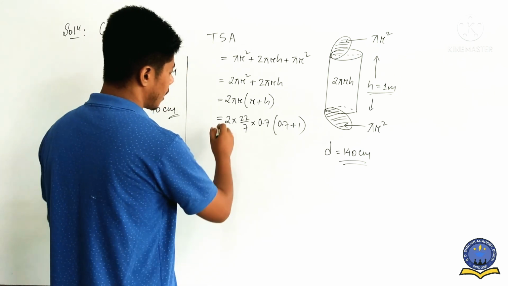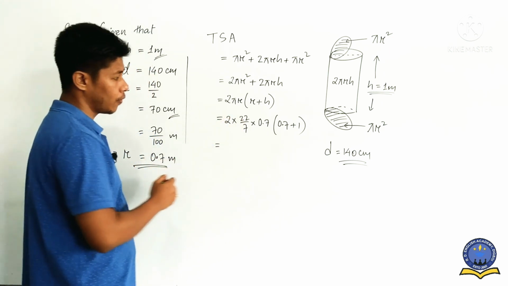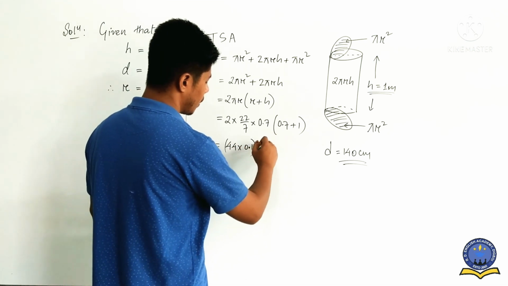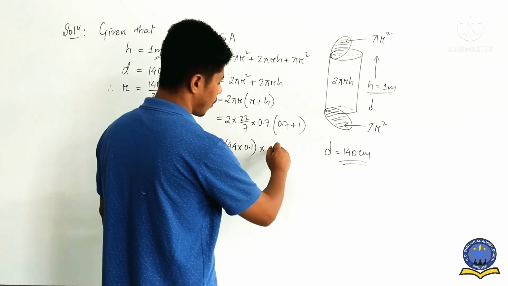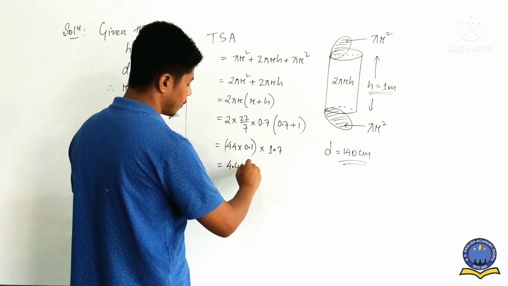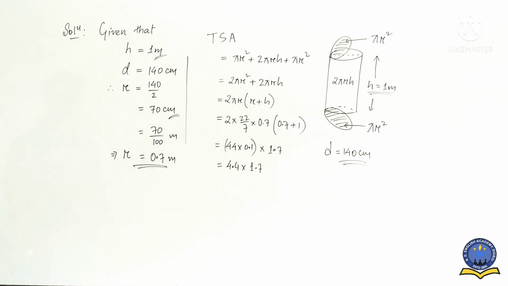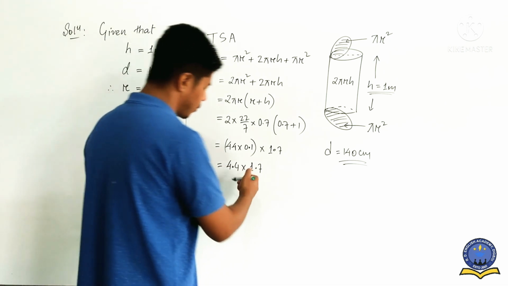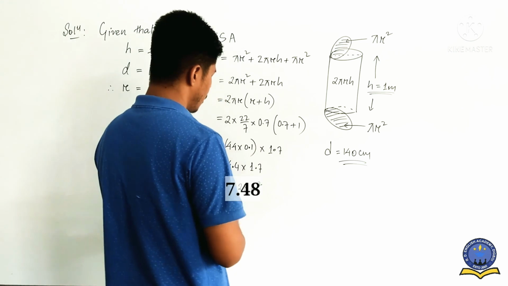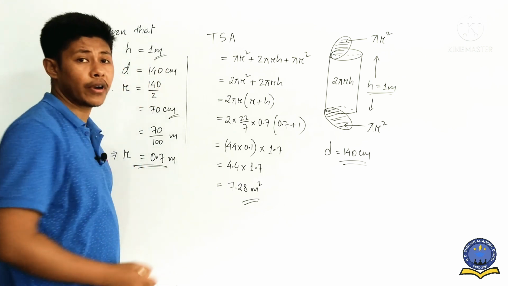If we calculate this, the 7 cancels with 0.7, and 2 into 22 is 44. So we write 44 into 0.1 into, and this part is 1.7. So ultimately we get 4.4 into 1.7 meter square. The unit is meter square. If we multiply these two, finally we get 7.48 meter square, which is the total surface area of this closed cylindrical tank. So this is our required answer.